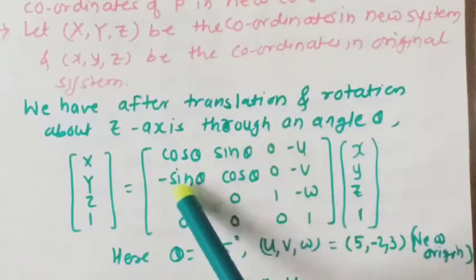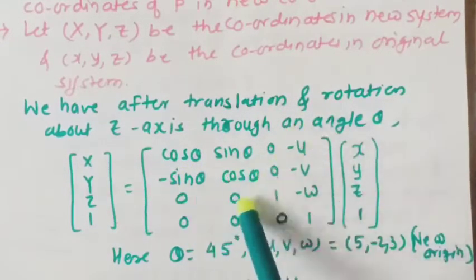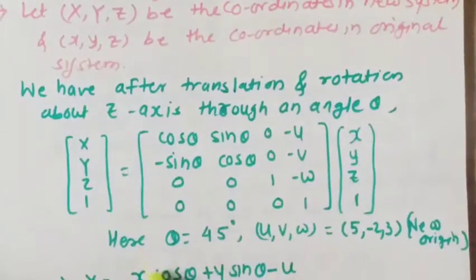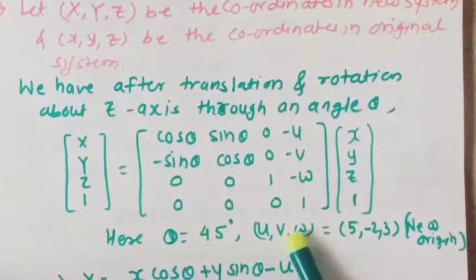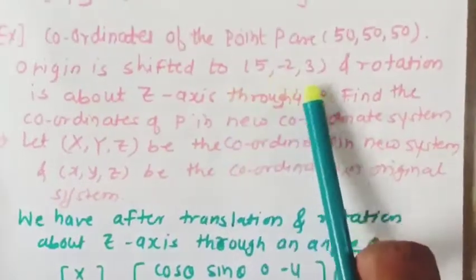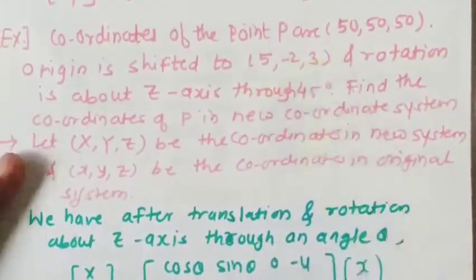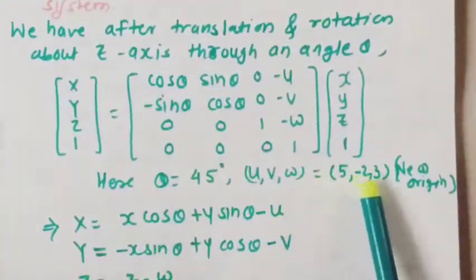cos theta, sin theta, minus sin theta, cos theta. This formula is what we have just discussed. Here theta is 45 degrees. UVW means the new origin. The origin is shifted to this point, 5, minus 2, 3. Hence UVW is 5, minus 2, 3.